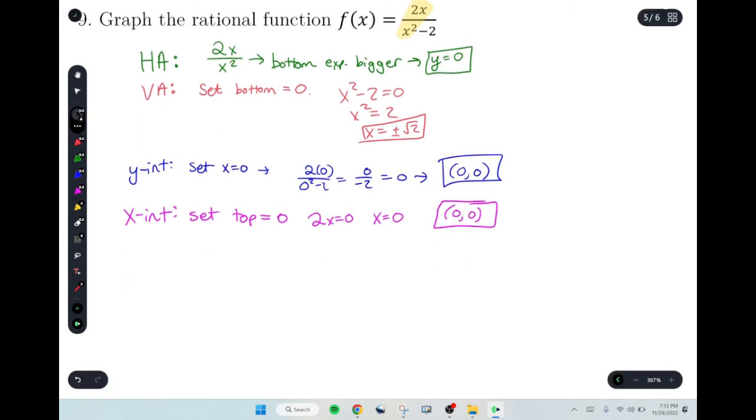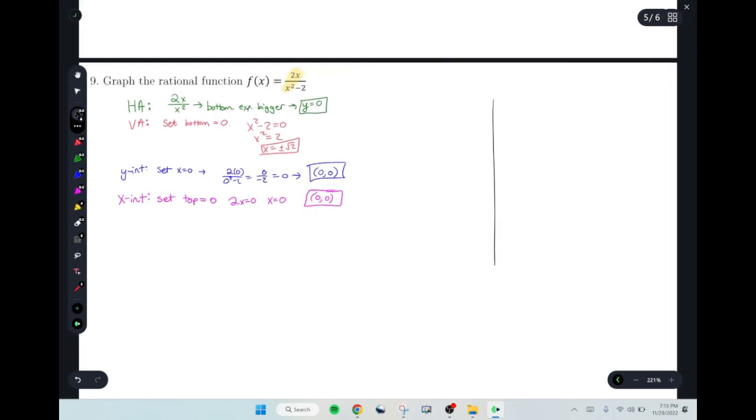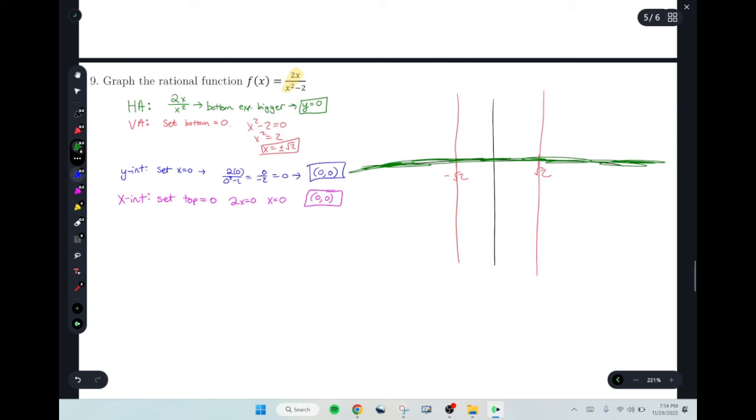Yeah, we just got to test some points at the end. But I think this one actually needs some in the middle, too, because of what the intercepts did to us. So let's draw it. Start with our vertical asymptotes at negative root 2 and positive root 2, the horizontal asymptote at 0, and the y-intercept and x-intercept at the origin.